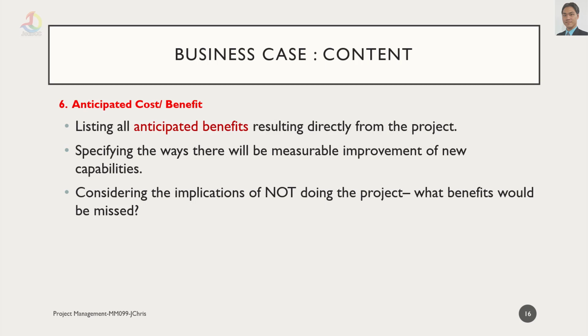Sixth, anticipated cost and benefit will list all anticipated benefits resulting directly from the project. It will specify the way there will be measurable improvement, which is the key here, or of new capabilities, and consider the implication of not doing the project. So you can report in this business case, if we do not do this project, then there will be repercussions. What is the repercussion? What are the benefits that would be missed if we do not do this project?